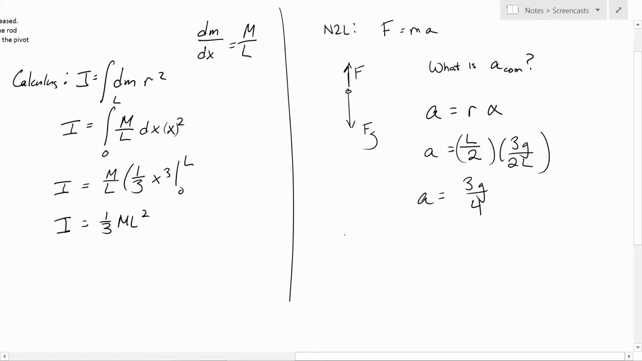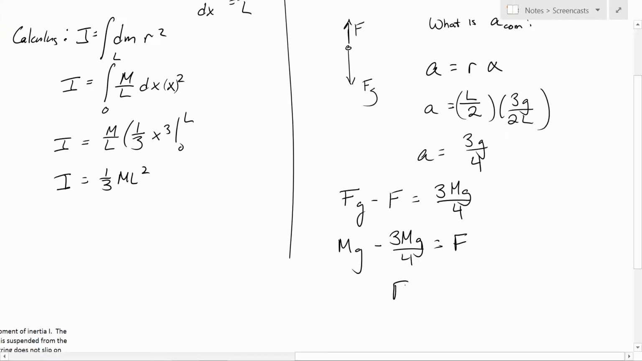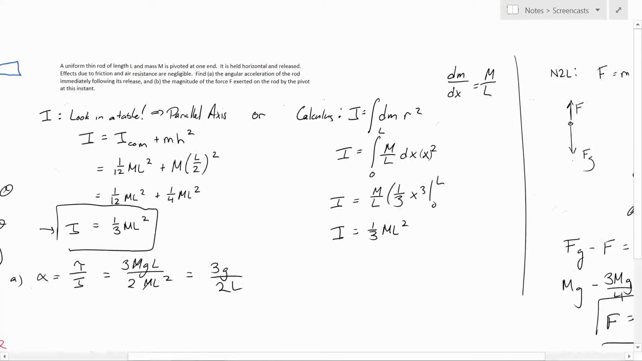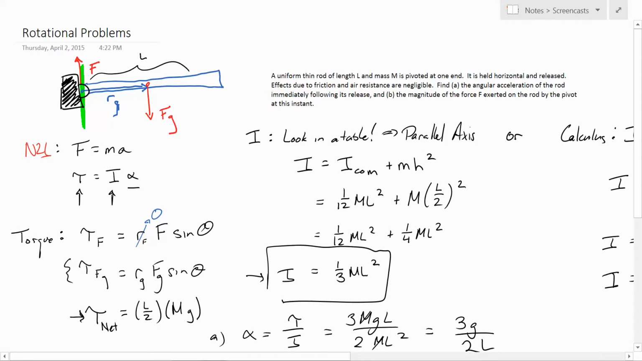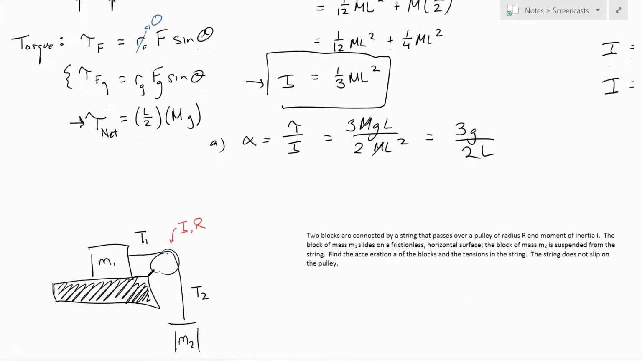Which means that Fg minus F should equal 3Mg over 4. I'm using a capital M, sorry. So mg minus 3mg over 4 equals F. Or F is equal to 1/4 mg. So that is one nice dynamics problem with this. We're dealing with forces, we're looking at rotational inertia, we're looking at torques. Let us look at a second example.